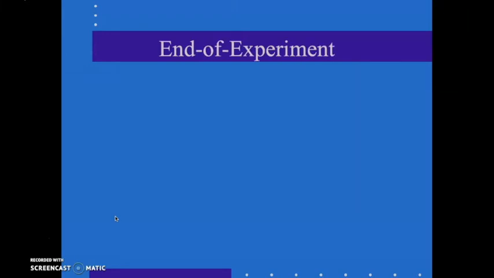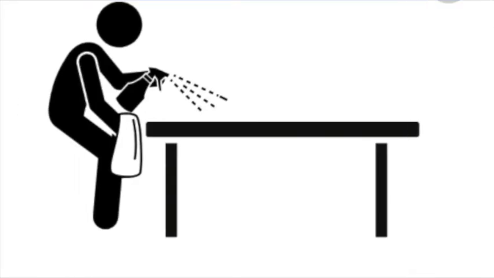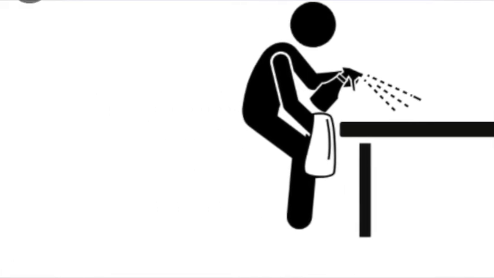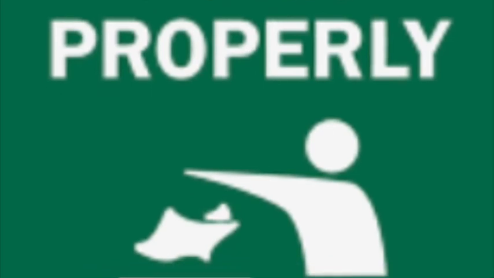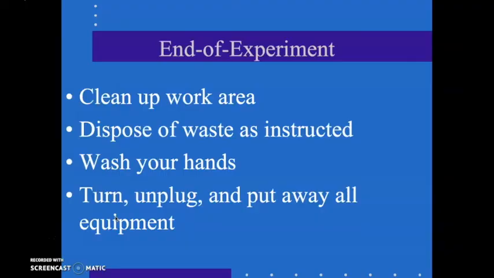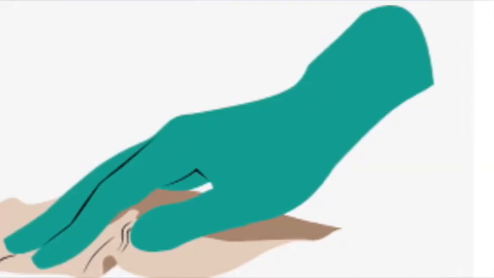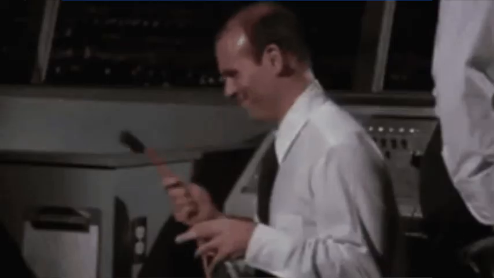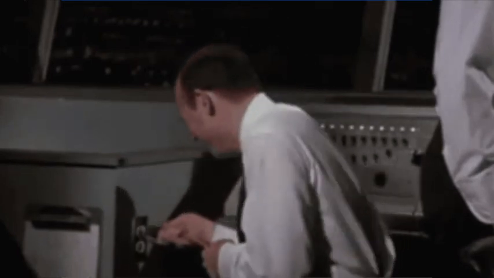So we reached the end of the experiment. So let's see. What should we do? Clean up your work area. Just clean it up. Dispose of waste as instructed. And then here we go. Wash your hands. When you're leaving, don't just rush out to leave. You want to go see your boo. Alright? So make sure you clean up your area. Turn off, unplug, and put away all equipment.